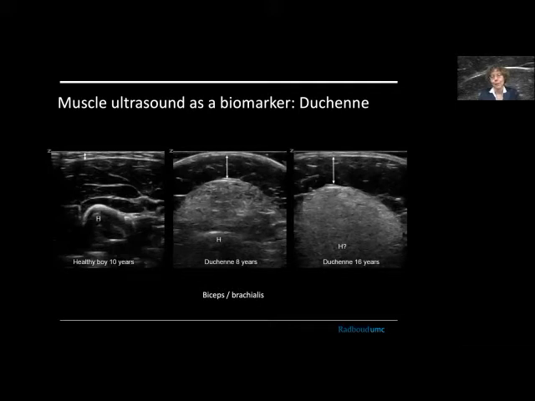But the other thing that you might appreciate here is that there is no atrophy. So in Duchenne's, we don't see any muscle atrophy. And that's good to know because in this case, muscle thickness is not a very good biomarker. You need to look at the structural changes.